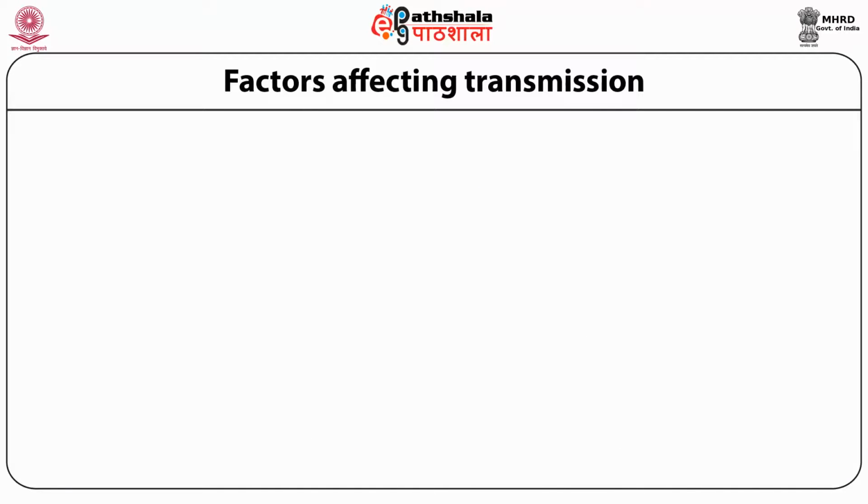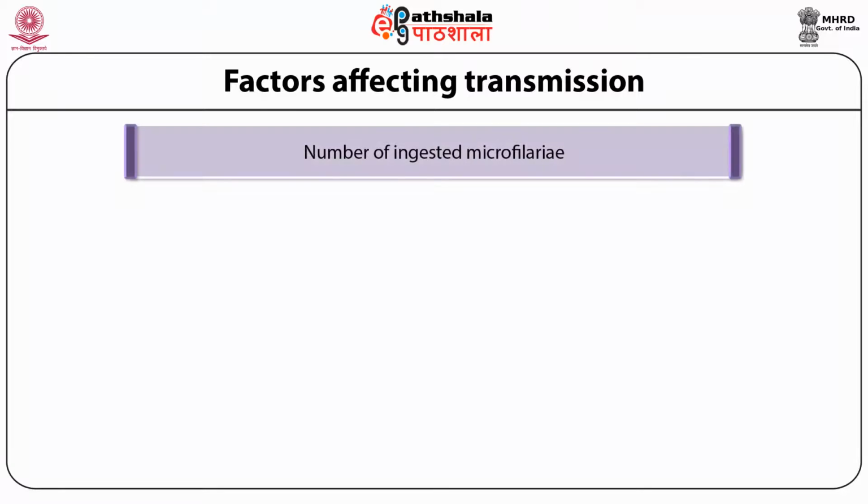Do you know that the transmission of Wuchereria bancrofti is considered to be less efficient than that of other vector-borne parasites such as the malaria parasite and dengue virus? Why so? Can you guess? This is because of various factors that limit the filarial worm. For example, the transmission depends upon the number of microfilariae ingested by mosquitoes, as the microfilariae do not multiply in the mosquito body. They just develop and are then transmitted to a new human host.